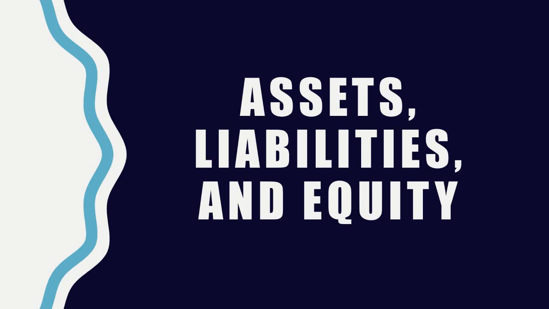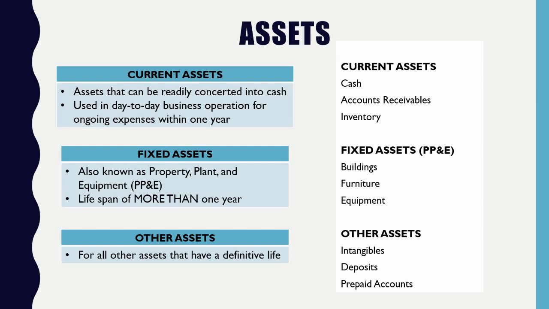Now let's go ahead and talk about your assets, liabilities, and equity. First off, let's talk about assets. Assets, as we know, are everything that you own. I've talked about property. So if you buy furniture, you own it. If you buy inventory, you own it. If you have cash in your bank account, that means you own that money. So anything that you own is going to be an asset.